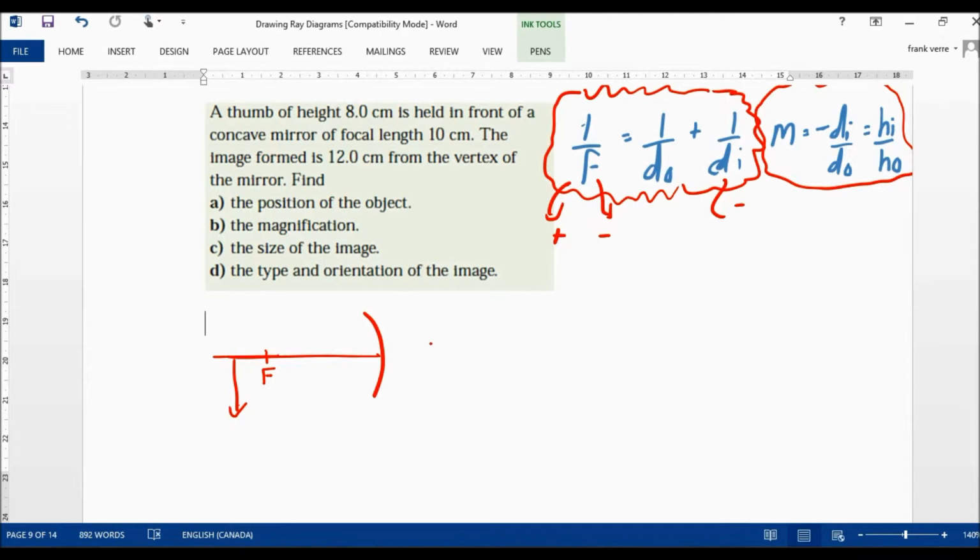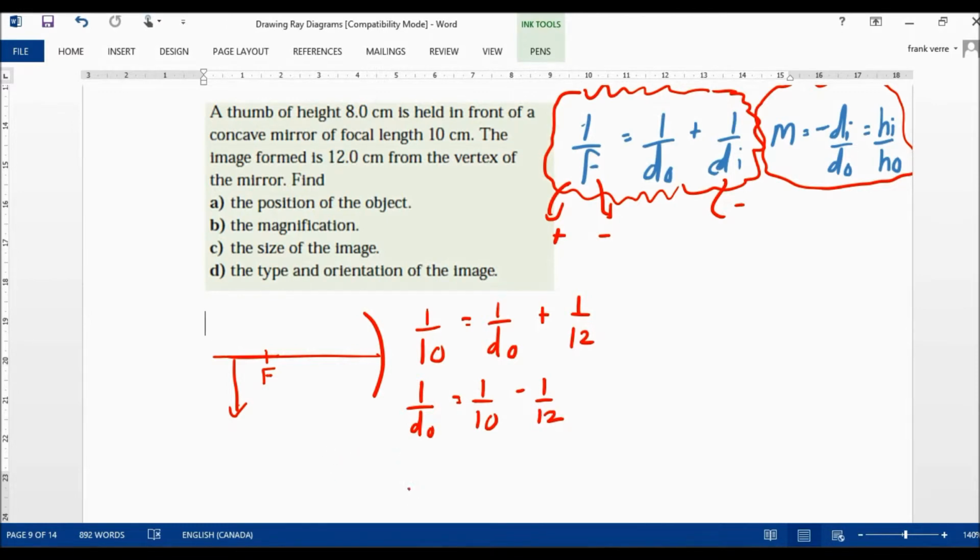All right. So first off, 1 over f. So 1 over f is 1 over 10. Focal length is 10. Is equal to 1 over do. We don't know what do is. Plus 1 over di. And because the image is in front, it's positive. It's going to be 1 over 12. Now we're going to rearrange this. And we're going to say that 1 over do is equal to 1 over 10 minus 1 over 12.